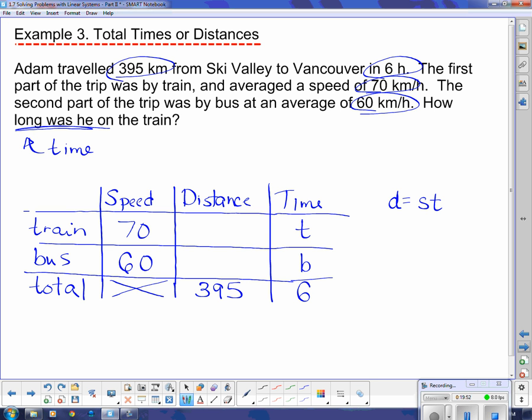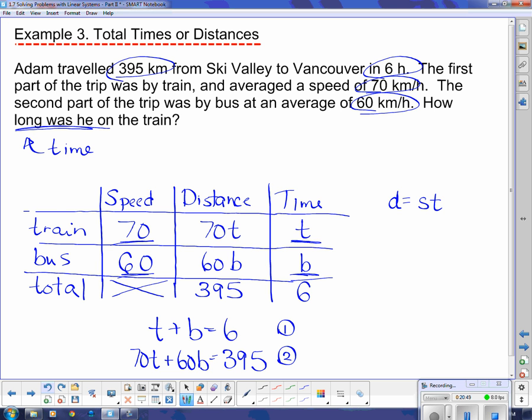So if distance equals speed times time, then I've got a speed of 70 and a time of t, so I'm going to put in 70t. And I've got a speed of 60 and a time of b, so I'm going to put in 60b. And of course, the two parts together equal the total. So now I can get my equations this time going down the chart rather than across, like when we were doing the amount value problems. This tells me that t plus b equals 6 from this part of the chart. And from this part of the chart, I get my second equation, which is 70t plus 60b equals 395. So that's my equation one and my equation two.